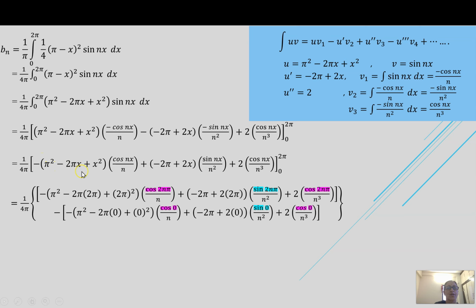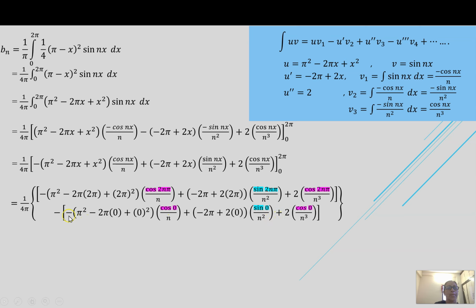So put x equal to 2 pi, then minus of pi square minus 2 pi into 2 pi plus 2 pi whole square into cos 2n pi by n plus minus 2 pi plus 2 into 2 pi sin 2n pi by n square plus 2 into cos 2n pi by n cube. So in this first square bracket we replaced x by 2 pi. In the second bracket replace x by lower limit 0.